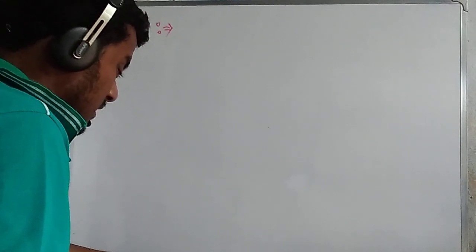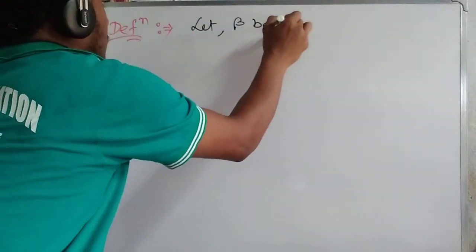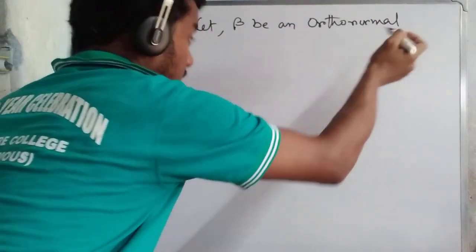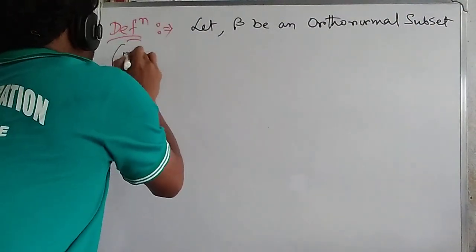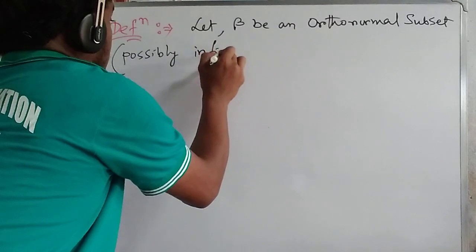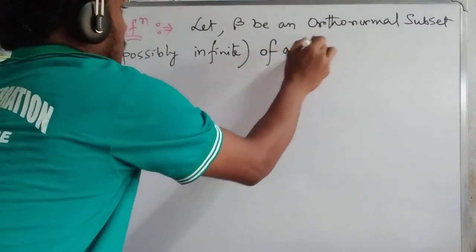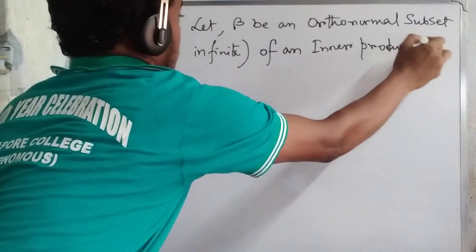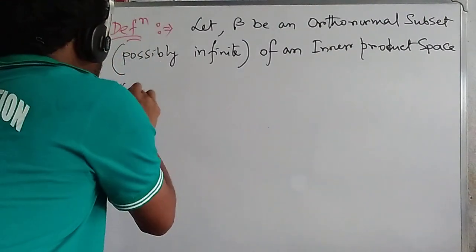Definition. Let beta be an orthonormal subset, possibly infinite, of an inner product space V, and let x belong to V.